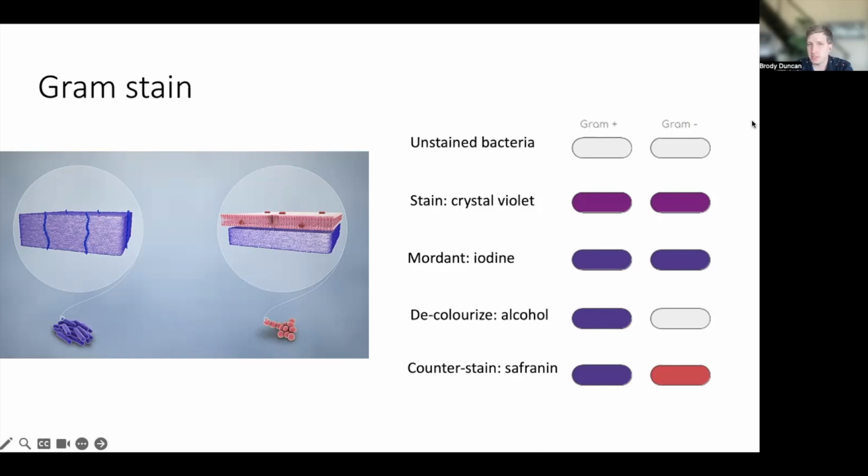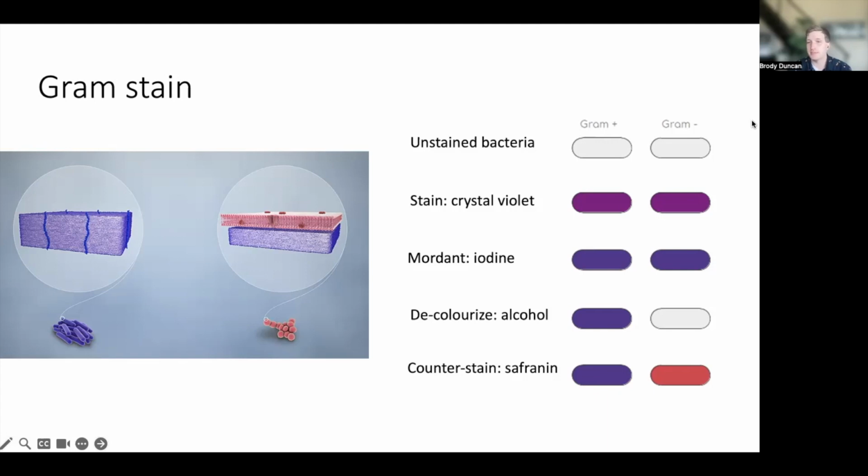We stain it with crystal violet, which is purple. We use a mordant, which kind of bites in the crystal violet, which is iodine. And then we decolorize it using alcohol. You can see that the thick cell wall of gram-positives stays purple, while the thin cell wall of gram-negatives loses that purple color. And then we counterstain with safranin, which is kind of a red-pink color.